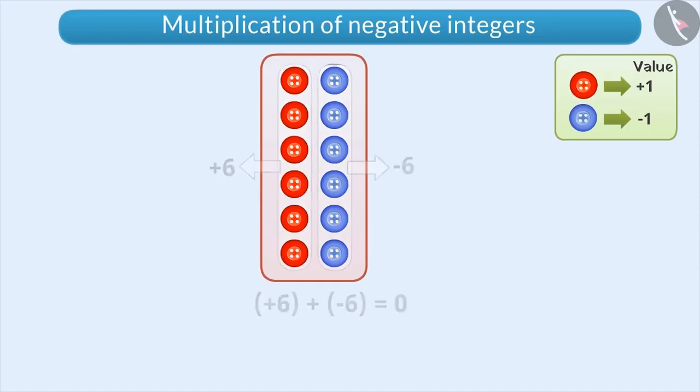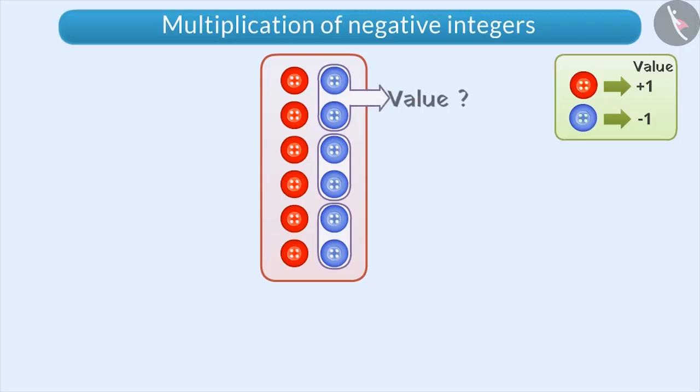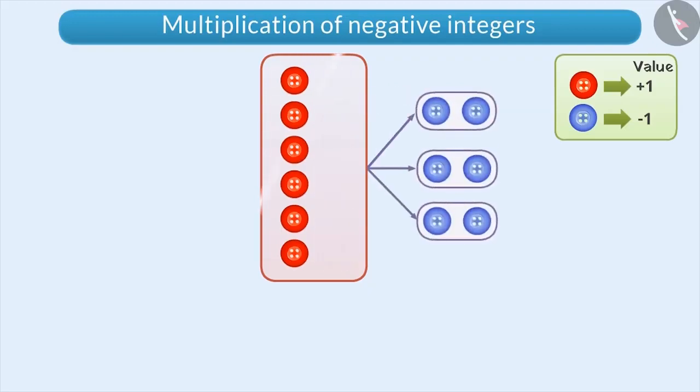Now let's make a group of 2 blue buttons and make 3 such groups. Can you tell what will be the value of one such group? You're absolutely right. The sum of minus 1 and minus 1 will be minus 2. If we take out 3 groups having 2 blue buttons whose value is minus 2, then we will express it as minus 3 into minus 2.